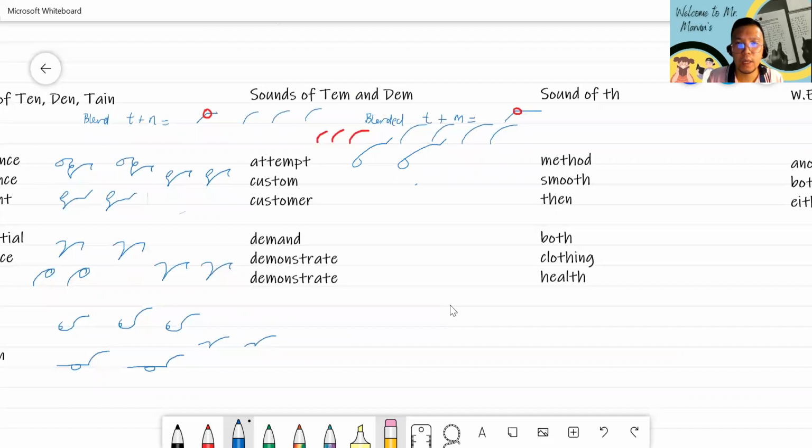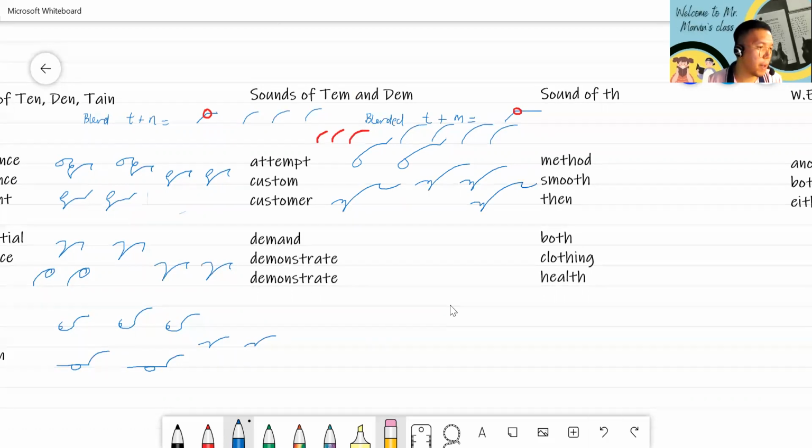Custom. Custom for custom. Customer, we have the Custom R for customer. Let me write it again. Hold on. Custom R for customer. Okay, let me write it at the back. Custom R for customer. All right.